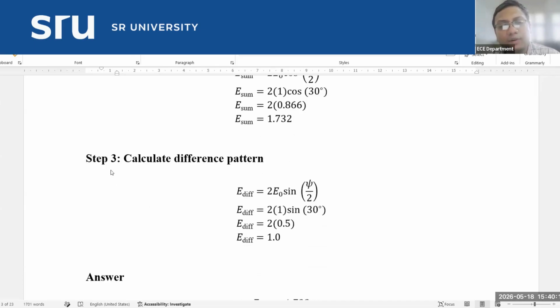However, if I follow this equation 2E0 sin psi by 2, then this is the difference pattern, because you see that the difference signal E difference is equal to 1. So 1.732 is more than 1. So if I plot the central electric field level, definitely the sum pattern has a higher value than this difference pattern.